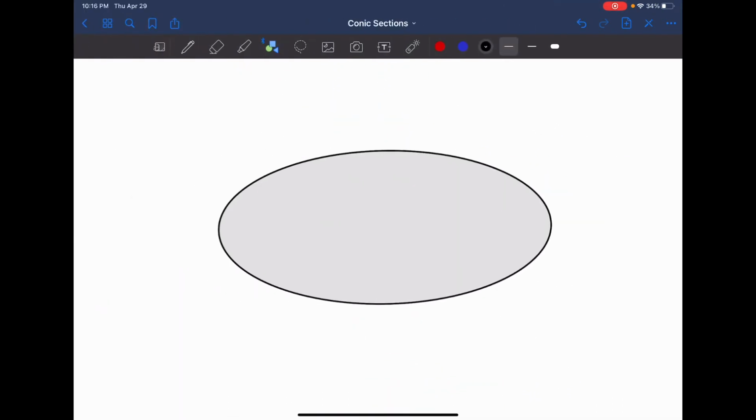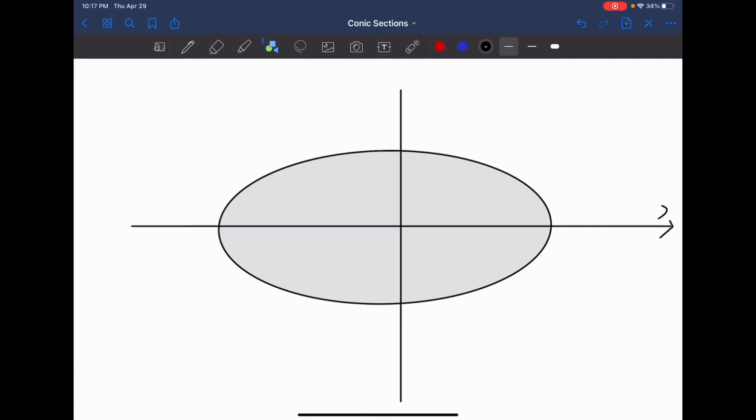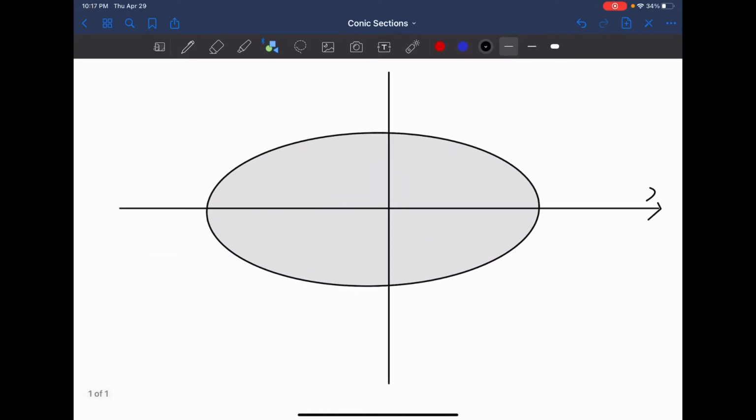So let's continue with ellipses. As we did on the previous circles, we should draw out an axis first. So that will be the x-axis, and that will be the y-axis. That is not looking super good, but you get what I mean. So let's go over the definition of ellipse now. So for an ellipse, there are two foci, the plural form of focus.